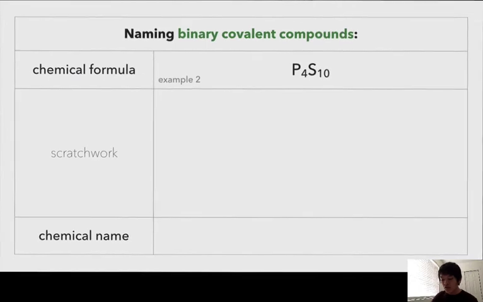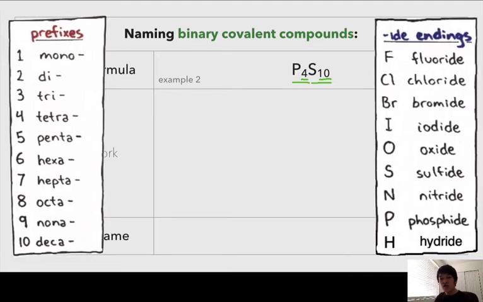In our second example, we have 4 phosphorus and 10 sulfur atoms. 4 phosphorus and 10 sulfurs. So the first element's name is just phosphorus. You just get it straight from the periodic table. Make sure you spell it correctly. The second element name is sulfur, but it should have an IDE ending, so sulfur would become sulfide.